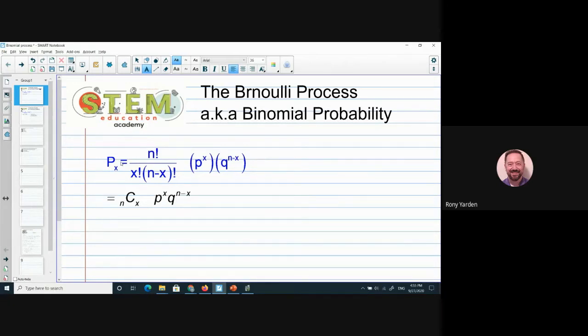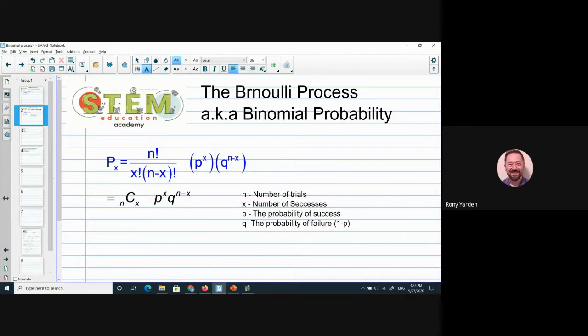everything else counts as failure. So again, n is the number of trials, x is the number of successes, p is the probability of success, and q is the probability of failure or the probability of not success. This is why it's enough to know p in order to find the value of q, which is just 1 minus p. Or the opposite, if we know q, we know the value of p, which is 1 minus q, over x factorial times n minus x factorial.